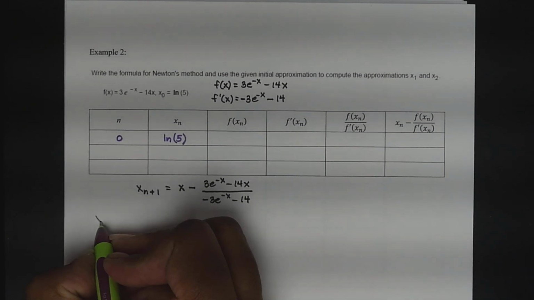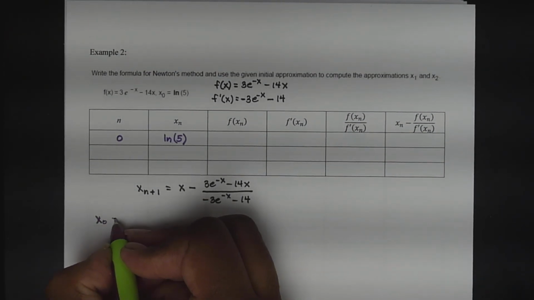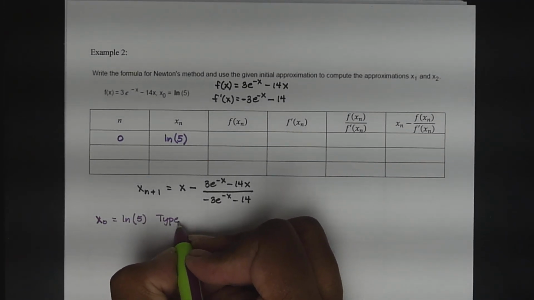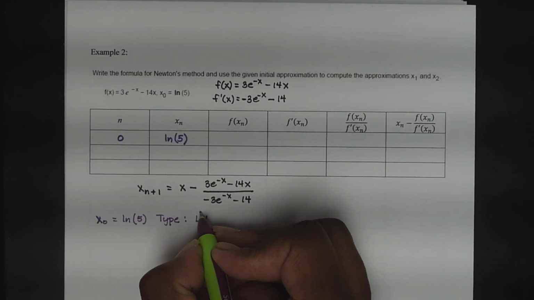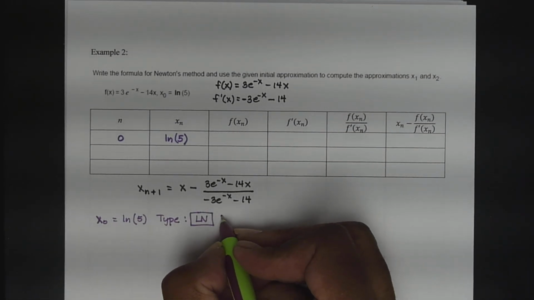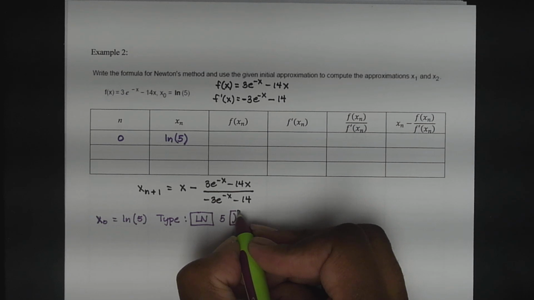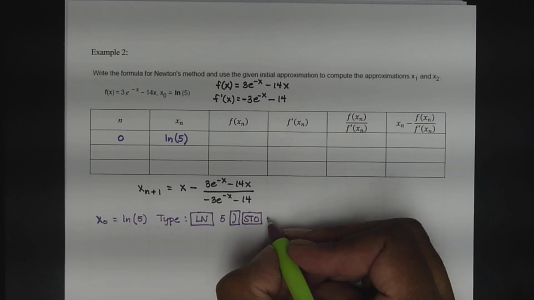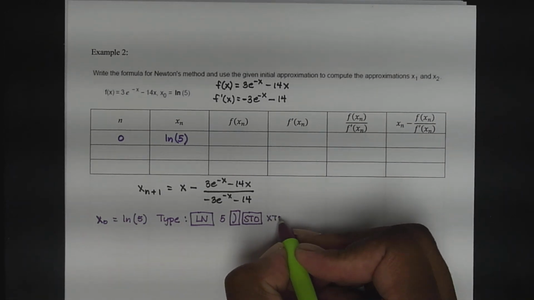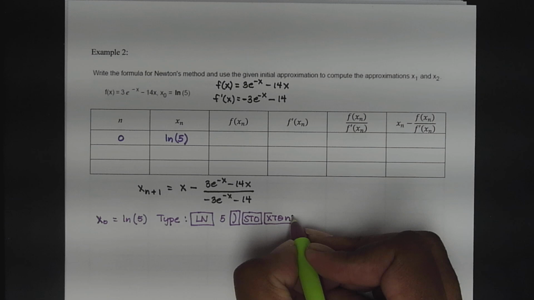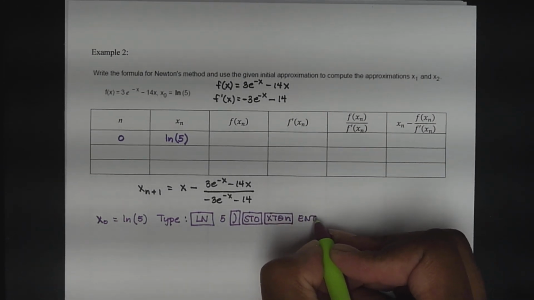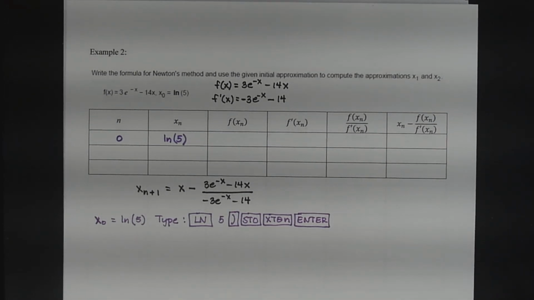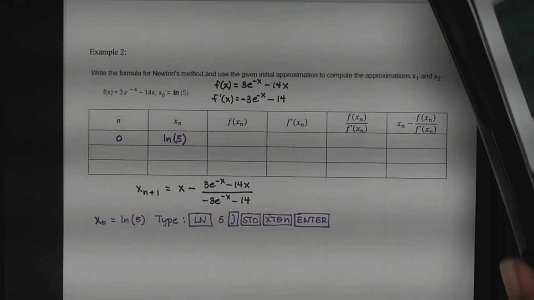Now we do have the x of 0 that's given to us. That's going to be equal to the natural log of 5. We're going to enter this in the calculator first, so I'm going to give you the keystrokes first. You want to type in ln, and then type the number, press the number 5, and then close your parentheses. Now you're going to press the button that says STO on the far left-hand side, because you want to store this in x. So you'll press X,T,theta,n to store it in x, and then you'll hit enter. And feel free to pause this video if you want to write down those keystrokes.